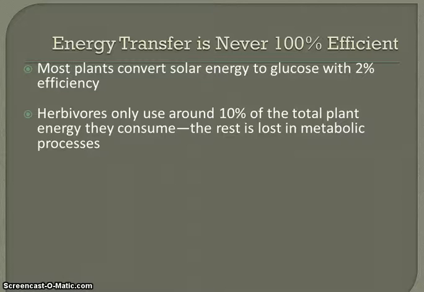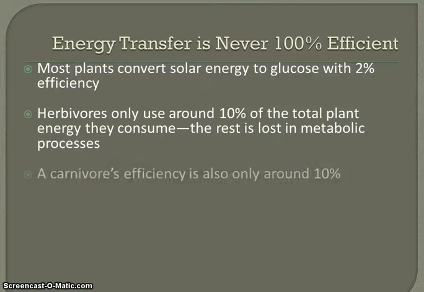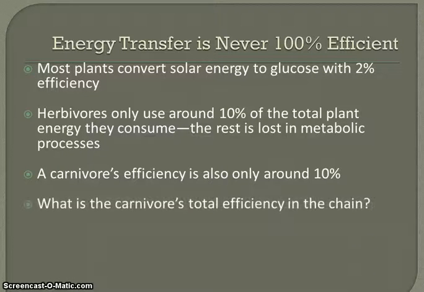Herbivores, when they eat the plants, about 10% of the plant energy they consume is used for useful work. The rest is lost in respiration and other metabolic processes. Same thing with a carnivore. So you're essentially passing only 10% of the energy to each level of the food chain.